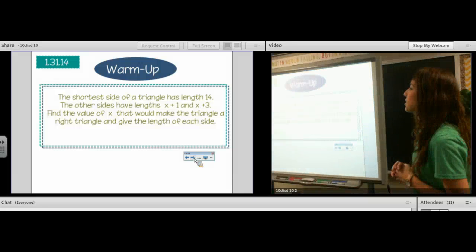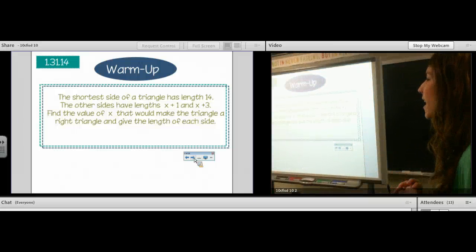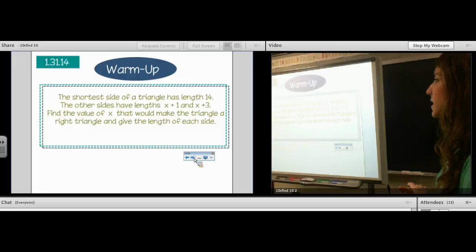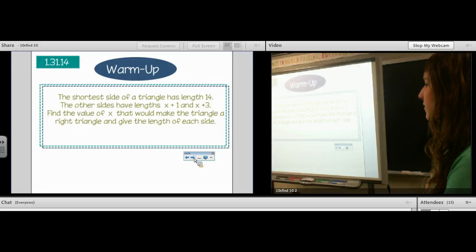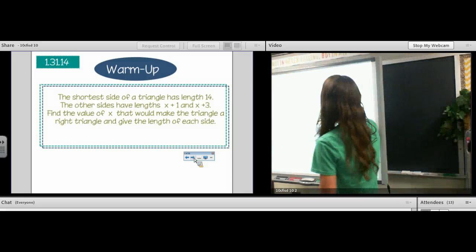The shortest side of a triangle has length 14. The other sides have length x plus 1 and x plus 3. Find the value of x that would make the triangle a right triangle and give the length of each side.